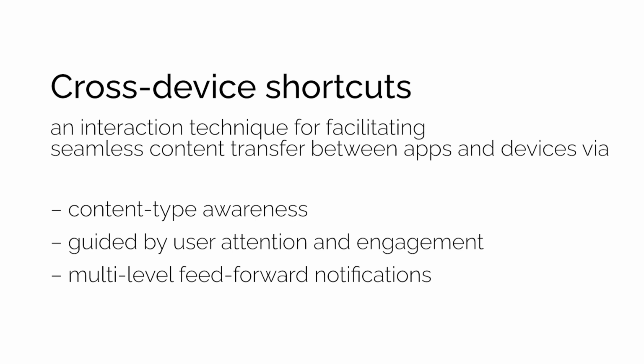In this video, we illustrate cross-device shortcuts through 4 scenarios. We demonstrate their dependence on user engagement and attention, their content type awareness, as well as the 3 levels of feed-forward affordances notifying the user about the shortcut and allowing them to preview the available content.